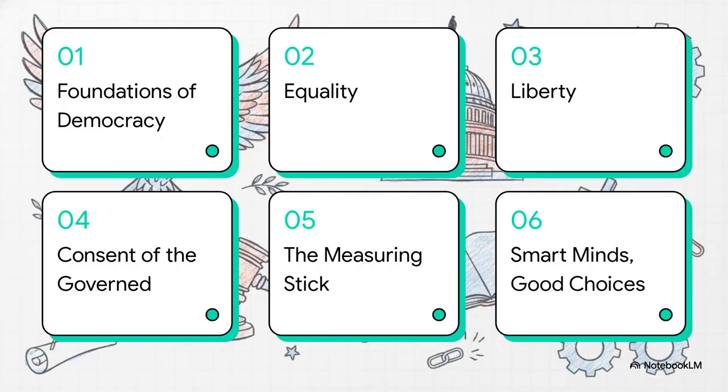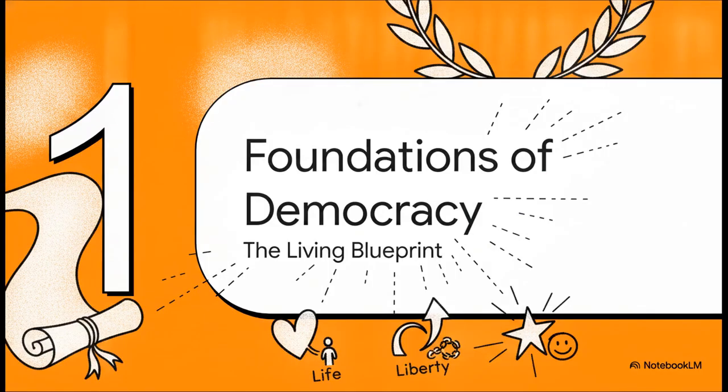All right, here's our roadmap for today. 1. Foundations of American democracy. 2. Equality, no born rulers. 3. Liberty and respect united. 4. Power from the people. 5. The ultimate measuring stick. And finally, 6. Smart minds, good choices. Let's dive in. Section 1.